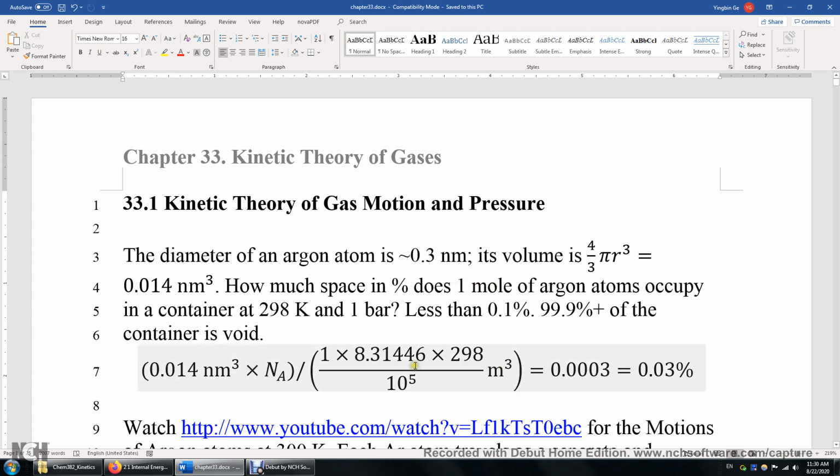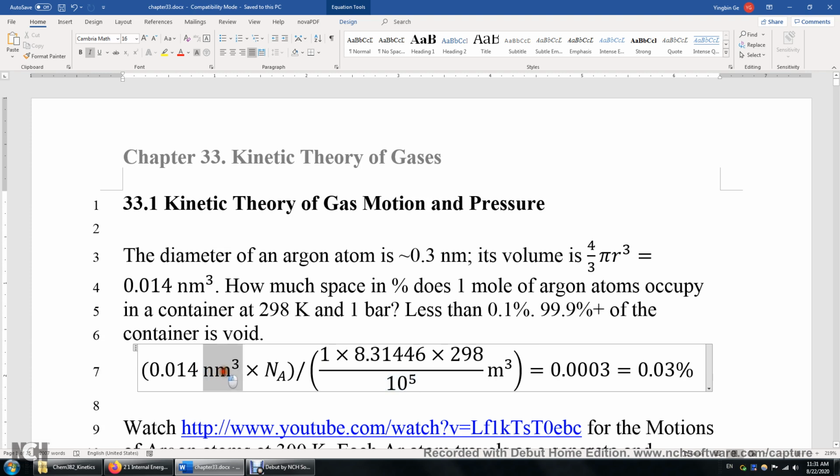We can do this calculation. Over here, this is the volume of 1 argon atom times this Avogadro constant. This is the size of 6 times 10 to the power of 23 atoms. The denominator is the volume of the container for this 1 mole argon gas. I used PV equals nRT here: n times R times T over pressure in Pascal. So all numbers are in SI units over here.